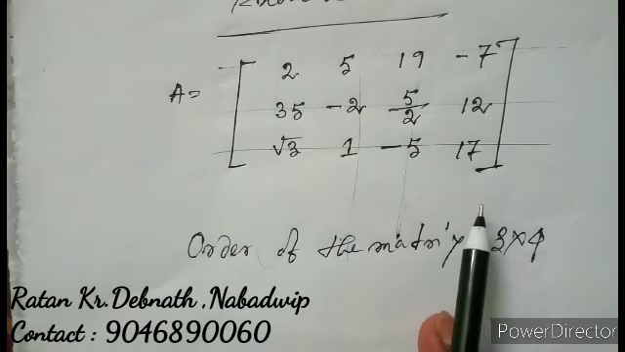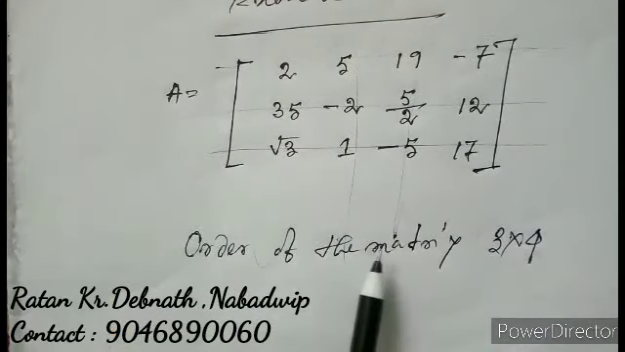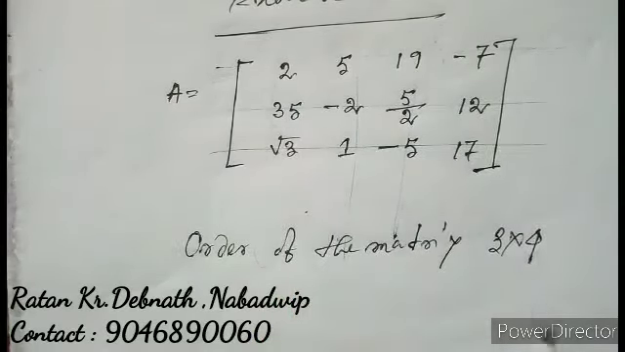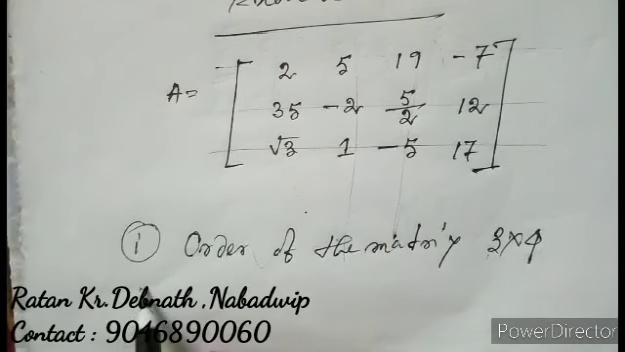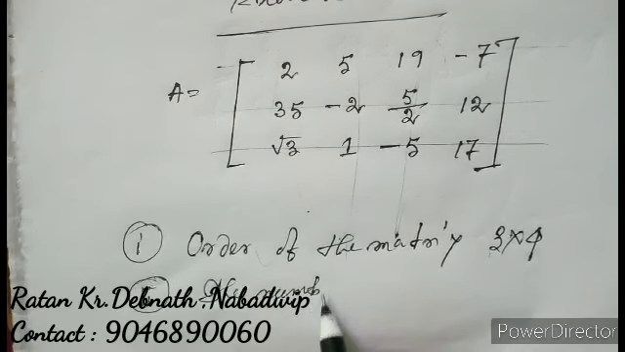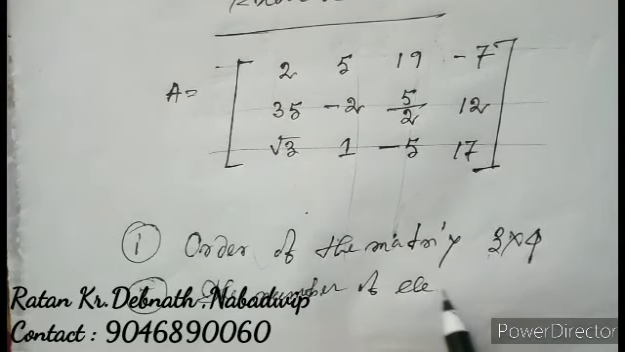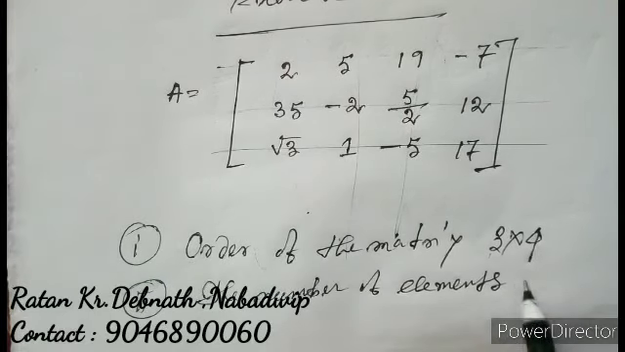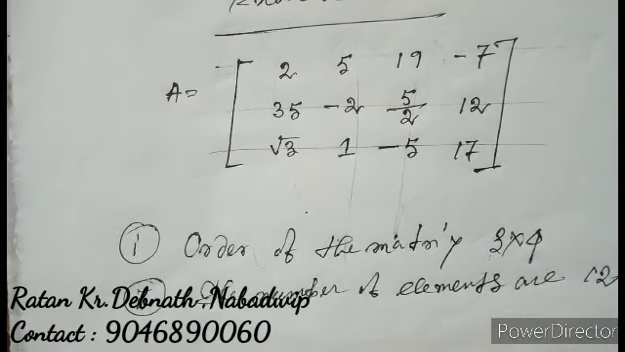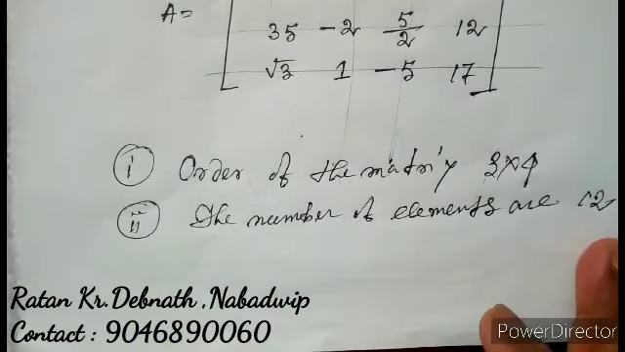Now we have to find out the number of elements of this matrix. Number of elements means how many terms, how many numbers are there. If we multiply this order 3 cross 4, then we will get the number of elements. So the number of elements are 12. 3 fours are 12.